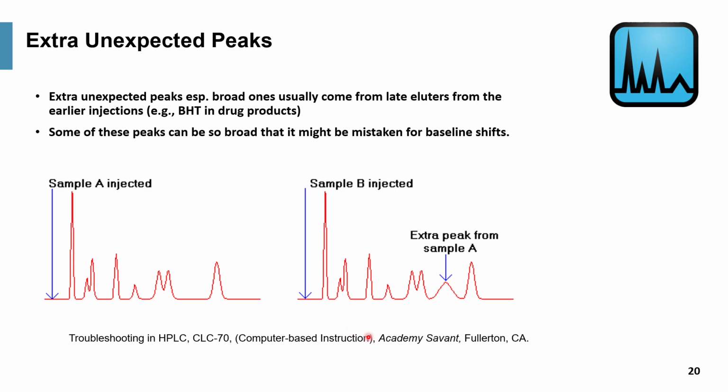Here's a situation of an extra unexpected peak. These are isocratic analyses. You can see that sample A looks very normal. Sample B looks the same, except there's an extra peak, which is much broader, and that's because this one came from sample A. Tough to remediate this type of situation, right?